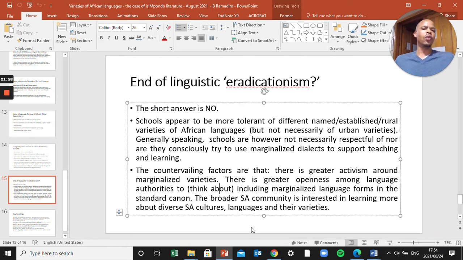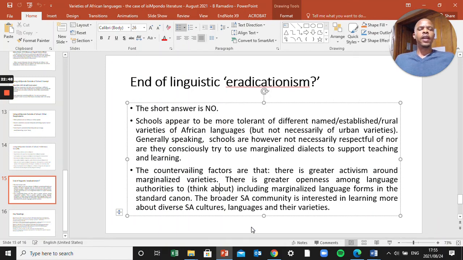So they're much more tolerant of isiMpondo, isiPaca, isiHlubi, isiGalega, and so on, generally speaking, but are not necessarily open to the urban varieties of these languages. For example, varieties that would be used in places like Gauteng, the Western Cape, Durban, or Bloemfontein, because those are seen probably as newer, but also probably because they're much more co-mixed with other varieties of African languages and English and Afrikaans. In some cases, they're seen essentially as broken language.